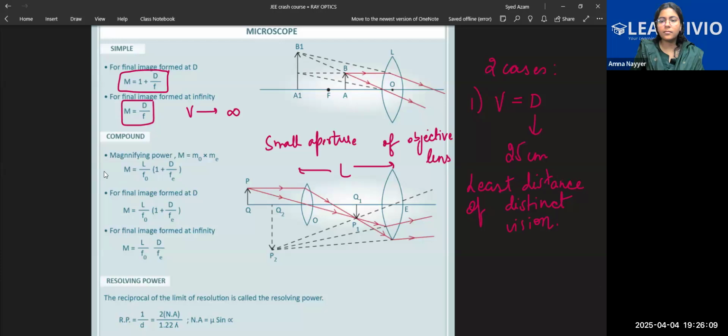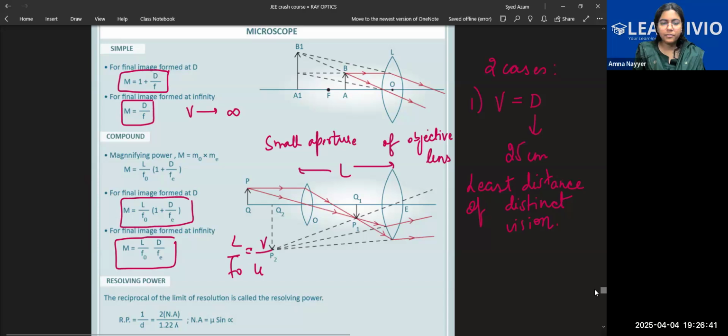Now, this is the formula. M is equal to L by F naught, into 1 plus D by Fe, or you can use V by U also. Same formula you can apply. Instead of L by F naught, you can write V by U. Then when the final image is formed at D, this will be L. Final image formed at infinity: M is equal to L by F naught into D by Fe. Or you can simply use V by U into D by Fe. Same thing. Instead of L by F naught, you can replace it with V by U depending upon the case.